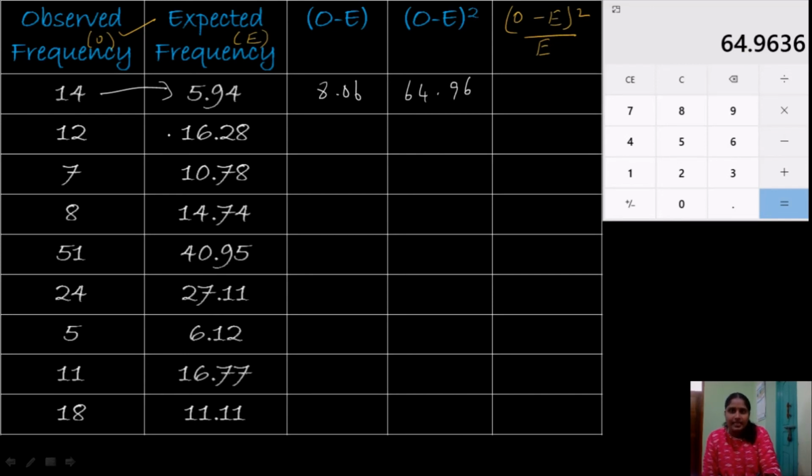And for the second one, 12 minus 16.28, we get the answer as minus 4.28. And squaring this value, minus becomes positive. So 4.28 square, we get 18.3184. I have to take only 2 decimal places, so 18.32.